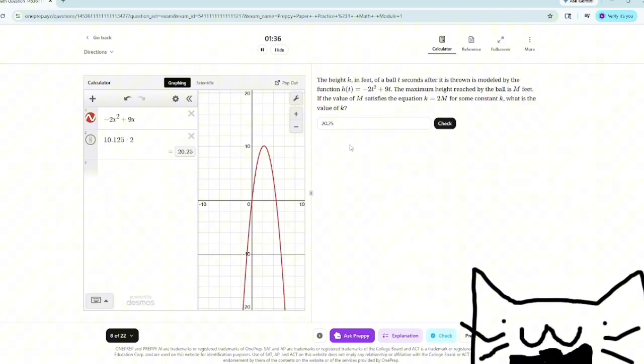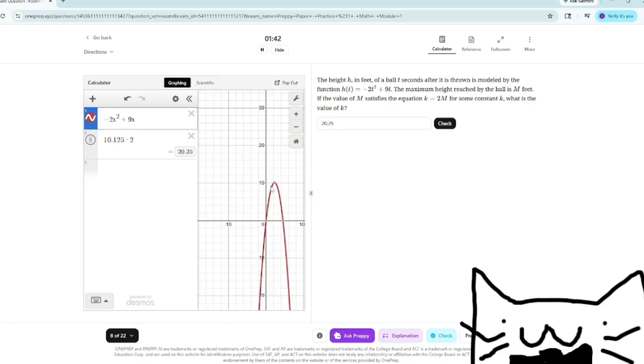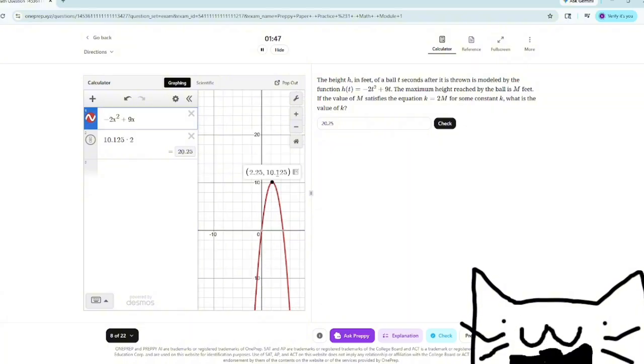So what I did is that it wants us to find the maximum height, and this is a parabola, but this is the maximum height of the parabola. Is it a vertex? I don't know. I forgot. You have x and your y value. X is the distance horizontally. Y is vertically. So you have 10.125. Now, if the value m satisfies the equation, and the height is m feet. So m equals 10.125, and it wants us to find k. K equals m. M is 10.125 times 2, which is 20.25.